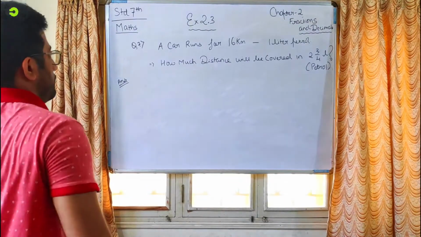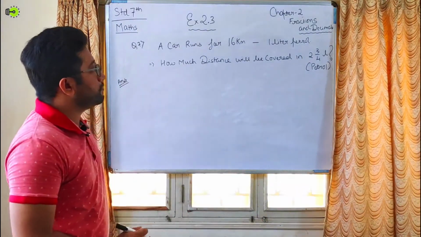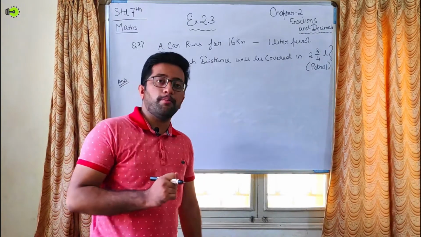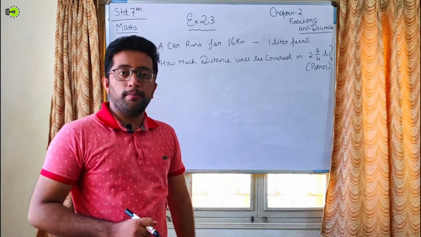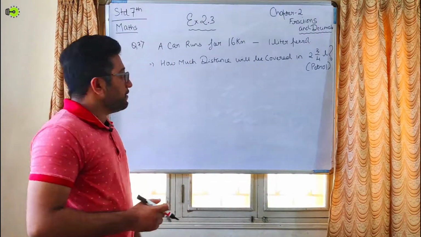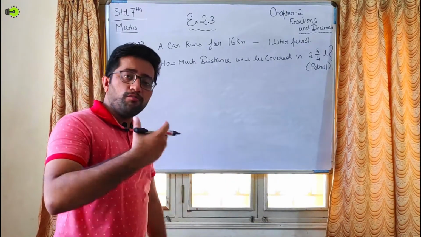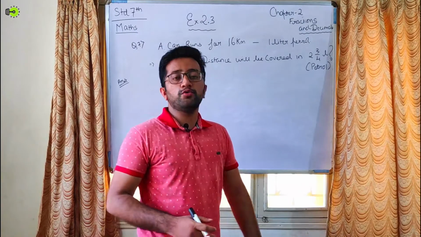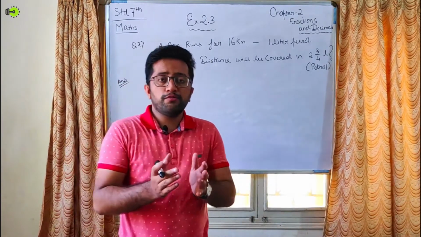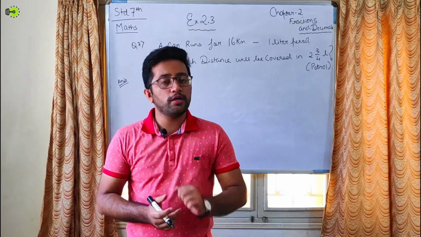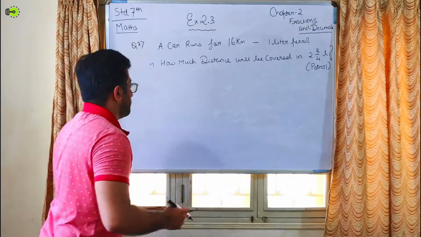Okay, so the next question here in exercise 2.3 is question number 7, and you are given that a car runs for 16 kilometers in 1 liter petrol. So it's average, right? Now if we look at the other part of the question, they are asking how much distance will be covered in 2 3 by 4 liters of petrol. So they're asking you, if a car runs for 16 kilometers in 1 liter of petrol, what will be the distance covered for 2 3 by 4 liters of petrol.